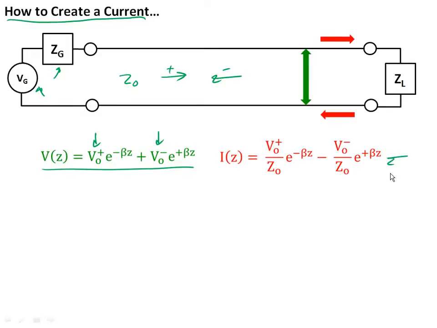But the thing you note in the current expression, which is given in red, is that instead of a plus sign, there's a minus sign, which means that the plus going wave and the minus going wave essentially have opposite directions. Not only are there two waves on the transmission line, or two current waves going in opposite directions, but the currents on the two conductors are themselves going in opposite directions. In other words, if the current on the top line is going in that direction, the current on the bottom line, which I've shown as the big red arrows there, is going in that direction.